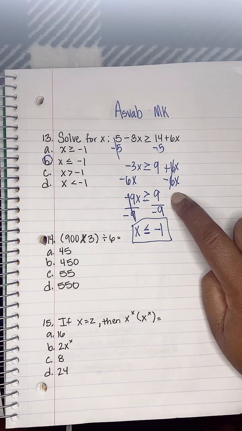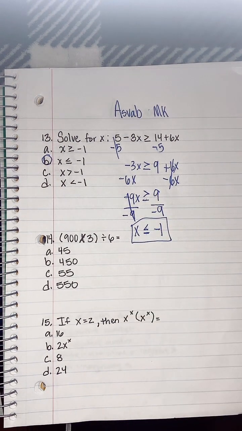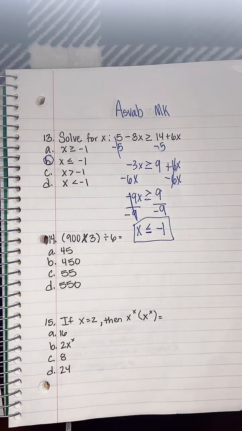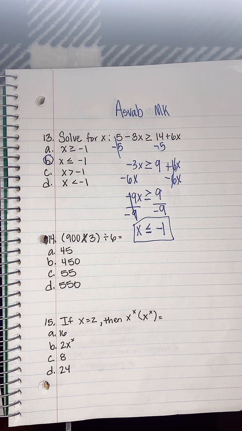Last night we left off on number 13. Now we're going to start on number 14. It says 900 times 3 divided by 6. What is our answer?